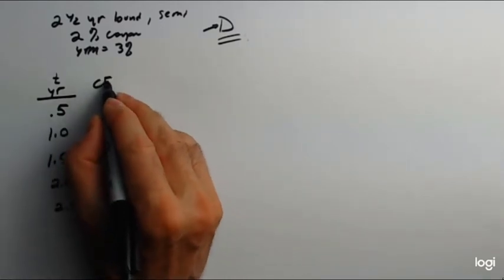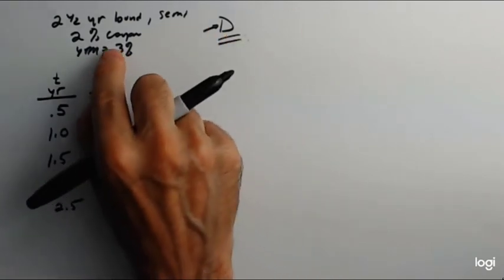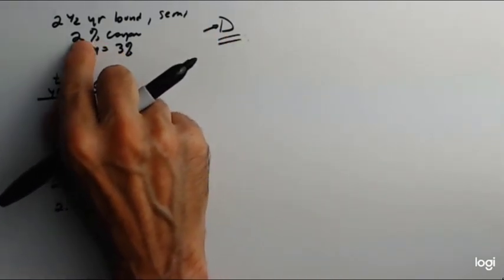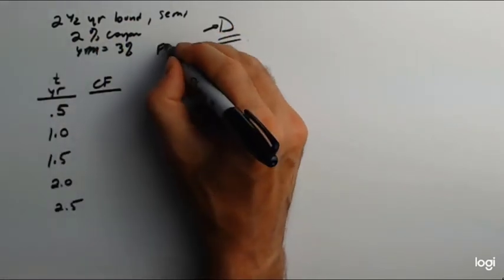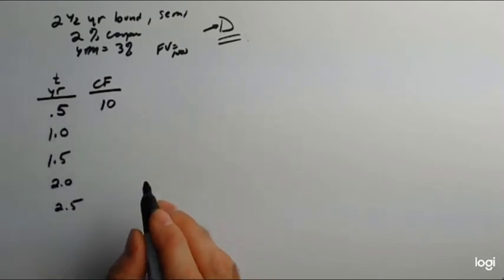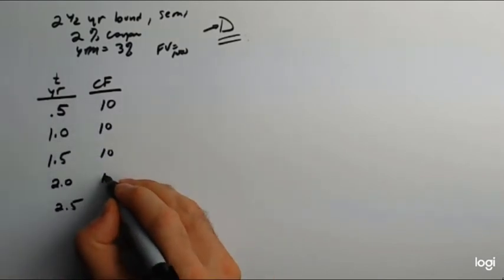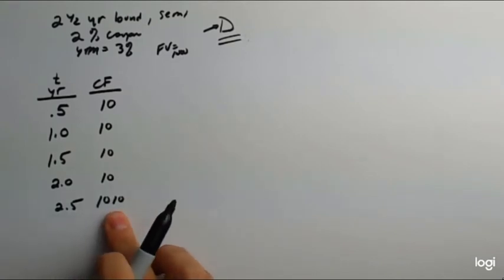Now, we need the cash flow for the bond. Well, that's kind of simple because you already know that. It's just 2% chopped in half because it's semi-annual, times 1,000. So the face value, by the way, like we've always been using, is 1,000. That means the cash flow is 10, 10, 10, and then 10 plus 1,000 for the maturity of the face value.